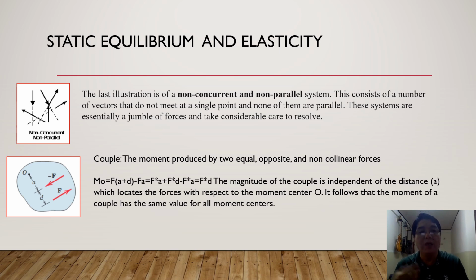Now, ano naman daw yung couple? Couple, the moment produced by two equal, opposite and non-collinear forces. Kapag raw may dalawang force na equal yung magnitude, itong magnitude na to F, equal in magnitude but opposite in direction, which has a perpendicular distance d. Ngayon, yan daw dalawang forces na yan must be parallel. Pag sinabing parallel, no matter how far you extend them, it will never meet, no? So couple daw po yan. Equal in magnitude but opposite in direction.